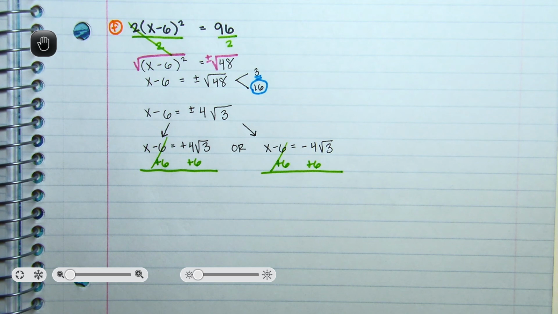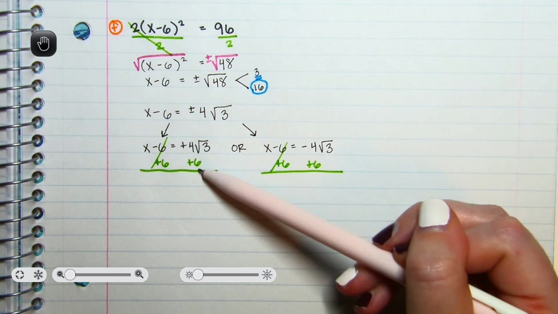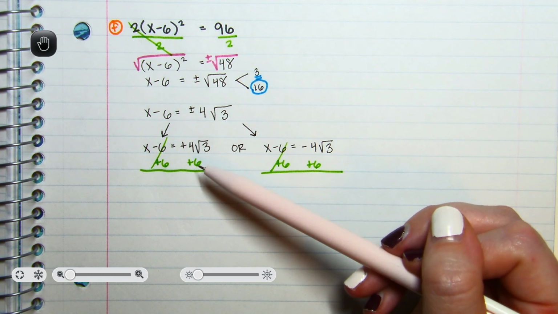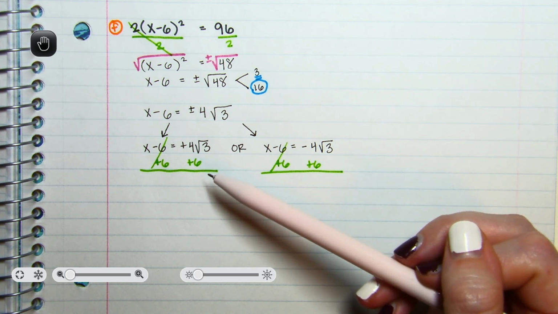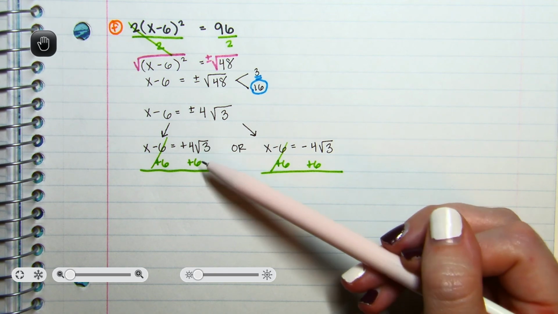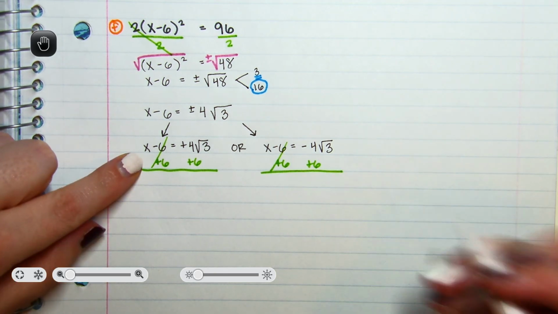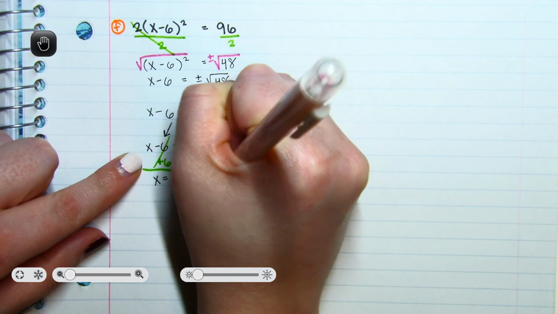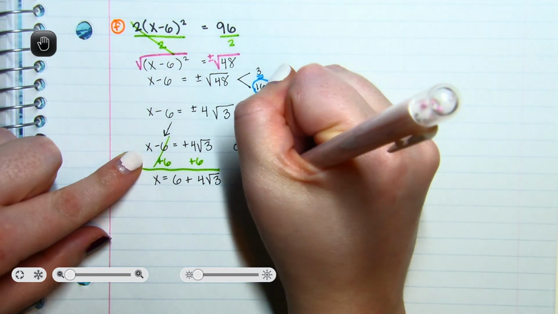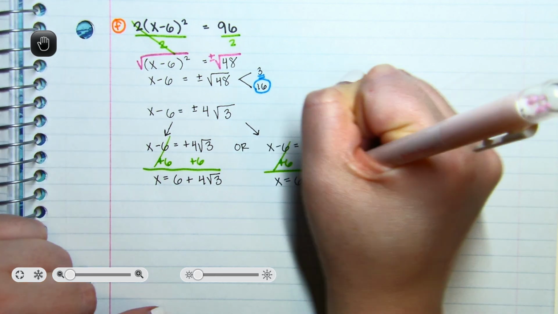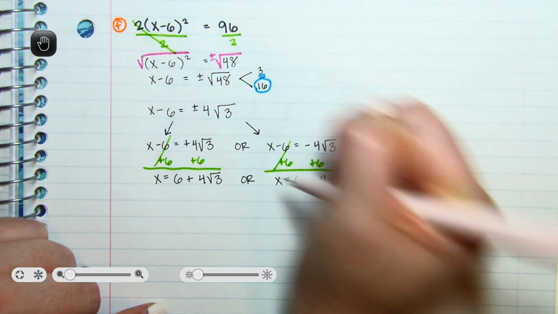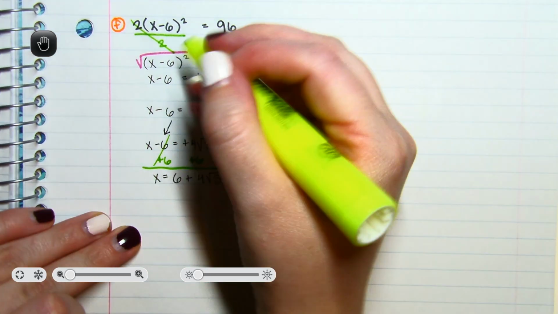But this is the part that's new that you probably haven't seen written before. This radical term and the 6 are not like terms. They cannot be smushed together all as one term. It's not like saying 2x plus x. These are not like terms, so they have to stay separate. So this one on the left is going to be written as x equals 6 plus 4 rad 3. And then x equals 6 minus 4 rad 3. And put the or in the middle.